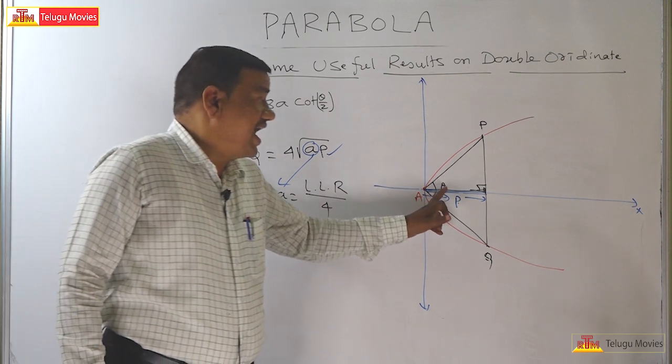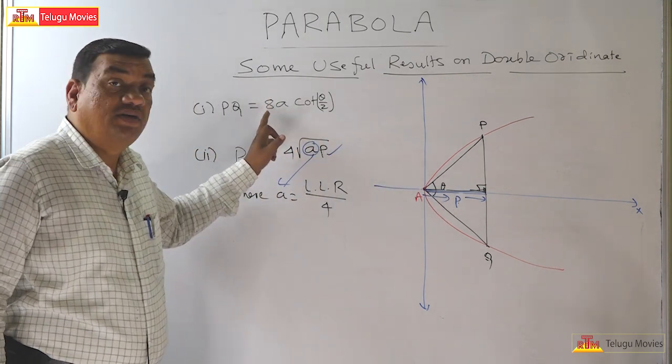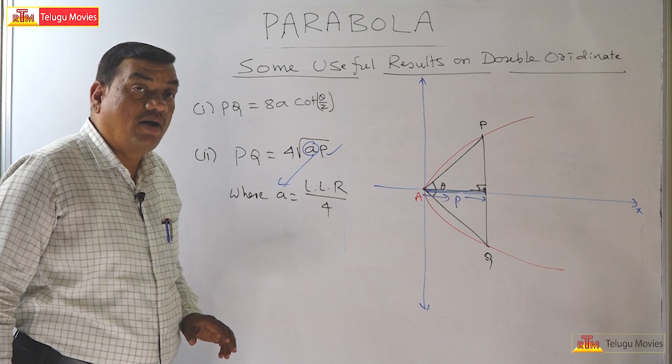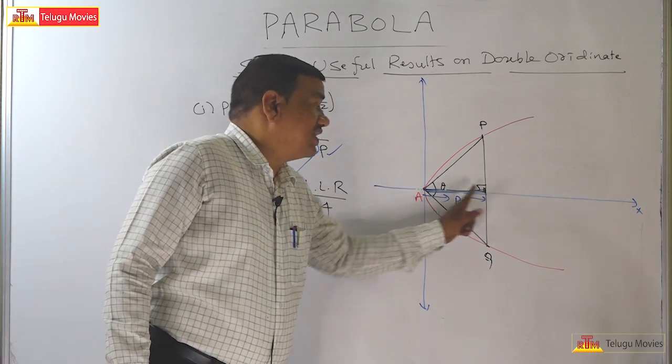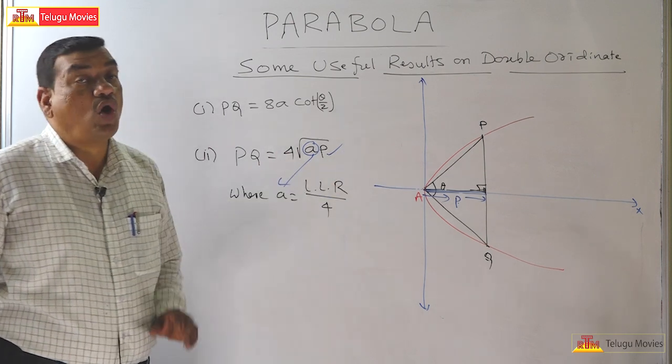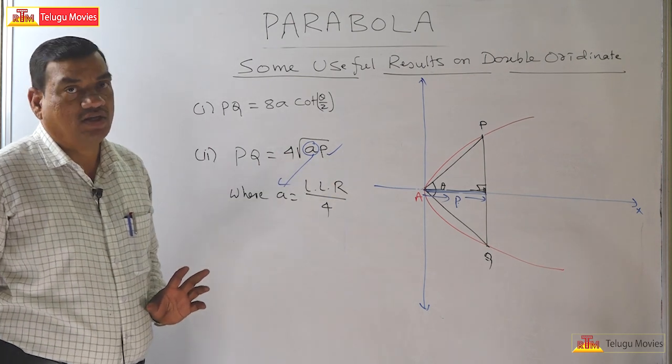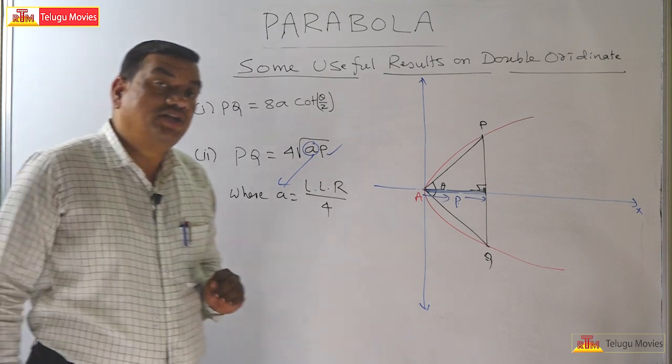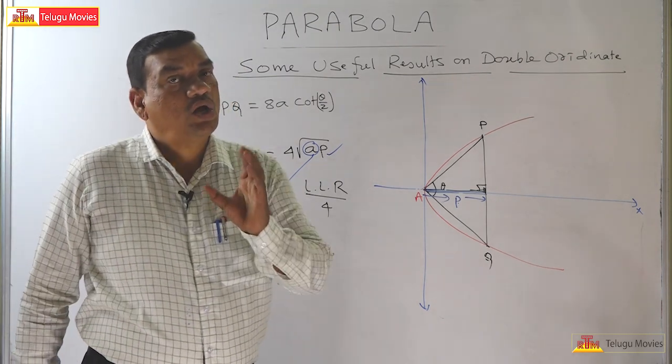If angle theta is given, then the length of the double ordinate is 8a cot(theta/2). If the distance between the double ordinate and the vertex, AP, is given, then 4 times root of AP is the correct answer. Okay, now. So I hope that you understand this concept. So let us see one more concept.